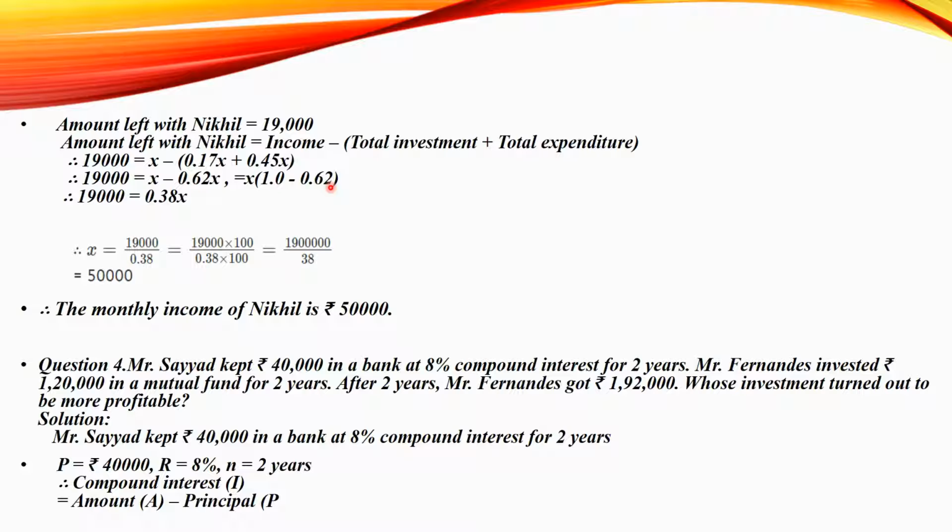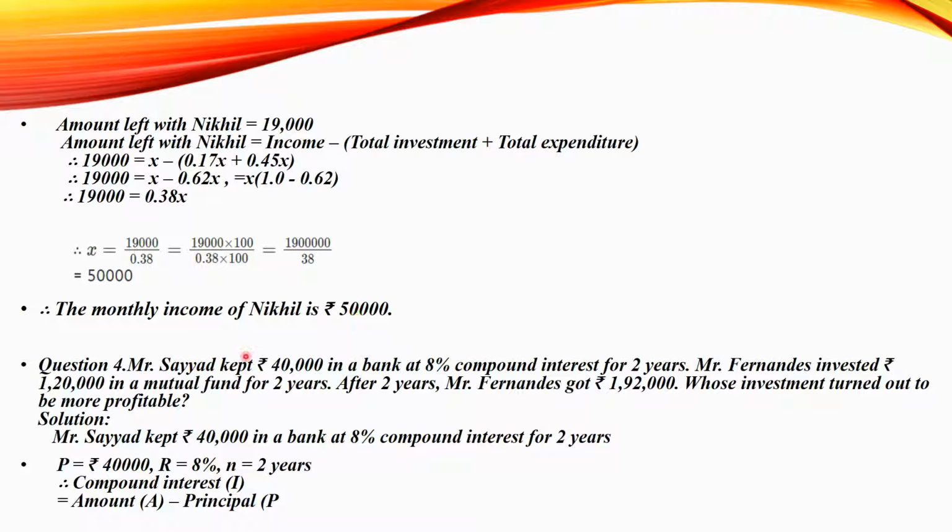So 19,000 is equal to 0.38X. So X is equal to 19,000 upon 0.38. Now removing the decimals, we have got X is equal to 50,000. Therefore, the monthly income of Nikhil is rupees 50,000.